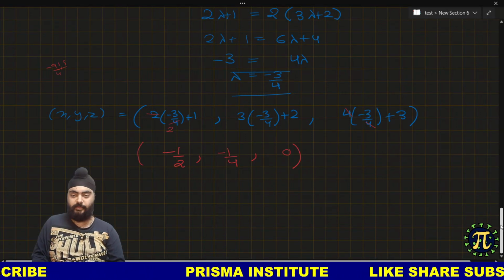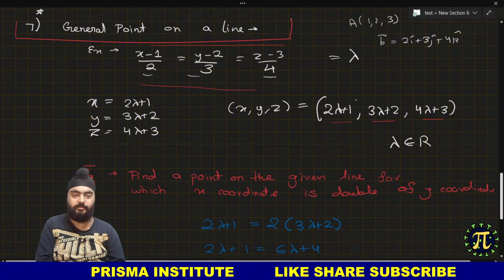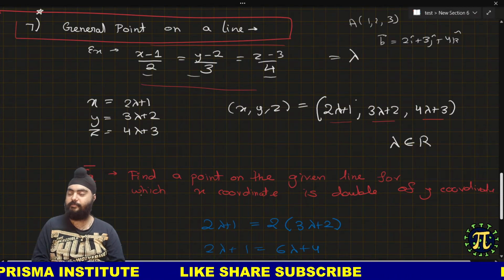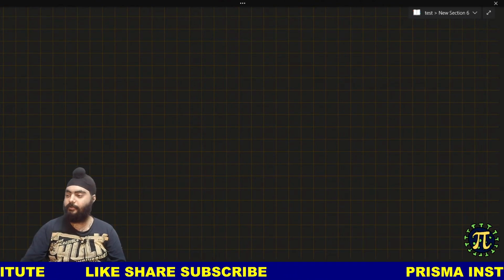So a very important concept that we have learned is the general point on the line. Okay, I will put it in a box. This is very useful in solving difficult questions in 3-dimensional geometry. You find the general point on the line. So let's move to our exercise.